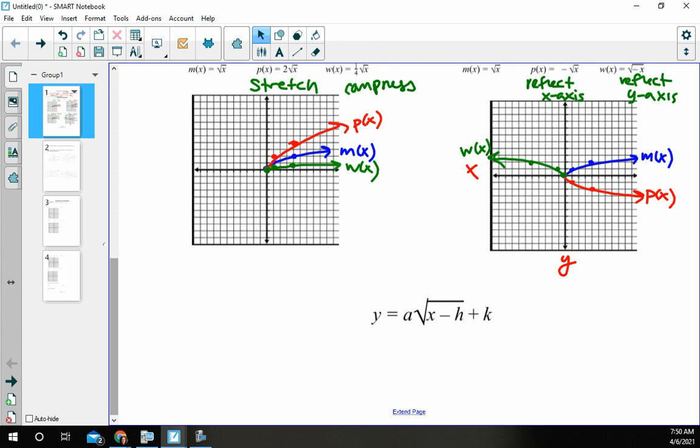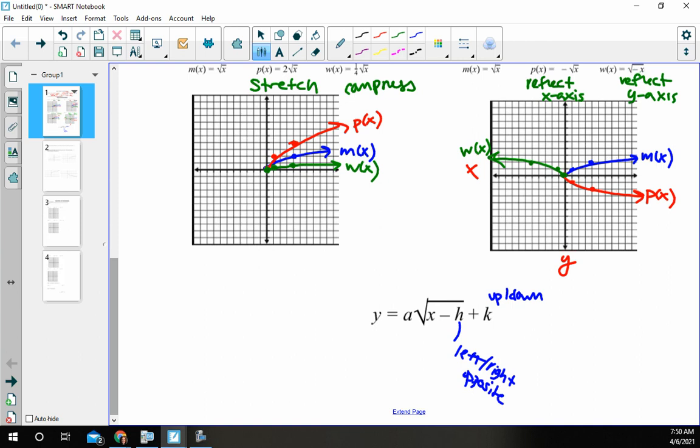All right, what's the plus K value do? Up, down. The H on the inside. Okay, if the negative is on the inside, does it reflect X or reflect Y? Reflect Y. Okay, which means reflect X is out here. What else is that A value? Stretch, compress.